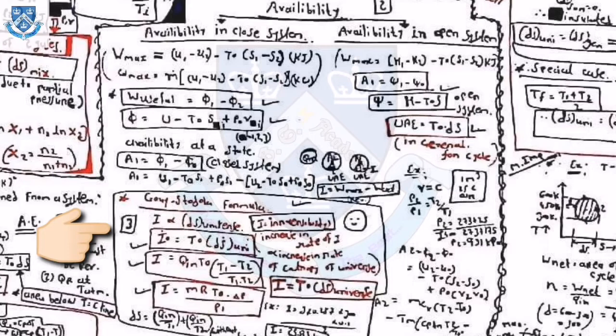I naught is equal to T naught into dS of universe, and I is equal to Q in into T naught (T1 minus T2) upon T1 T2, and the third one is I is equal to m r into T naught into del P upon P1. This is the equation of irreversibility. In general, I is equal to T naught into dS of universe. One example is also there.